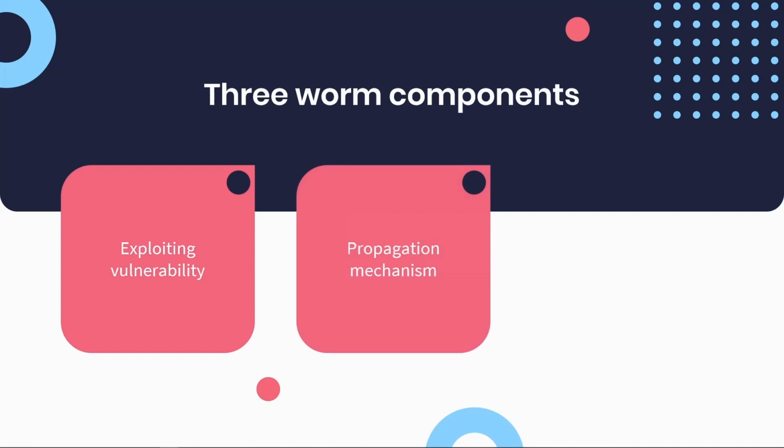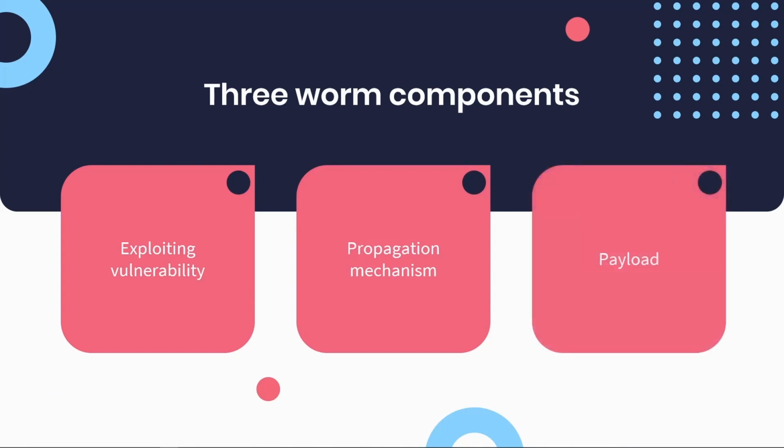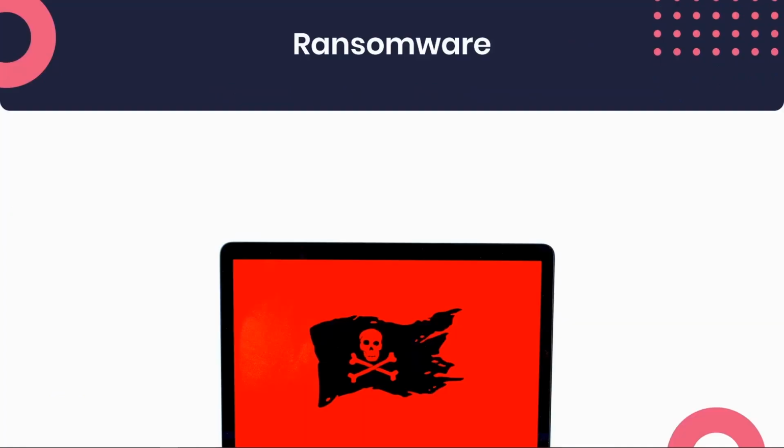Propagation mechanism. After gaining access to a device, the worm replicates itself and locates new areas where it cannot be easily detected. And then payload. Any malicious code that results in some action is a payload, which is used to create a backdoor that allows a threat actor access to the infected host or to create a DOS attack.